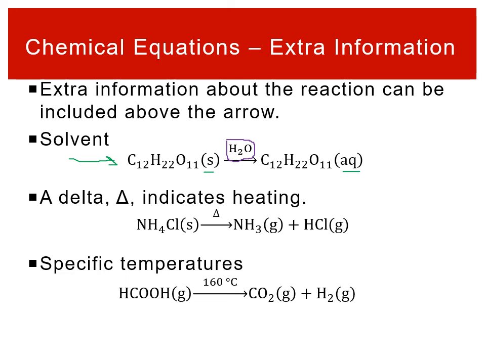You can also give information about how to do a chemical reaction. For example, delta, that's just a triangle, indicates heating. So if you take ammonium chloride and you heat it up, you will get ammonia and HCl. So you would produce those products if you heated up ammonium chloride. You can also be more helpful and give specific temperatures. So this is called formic acid. If you heat it up to 160 degrees, you get CO2 and hydrogen, right? So you can get carbon dioxide and hydrogen if you heat it up to 160.